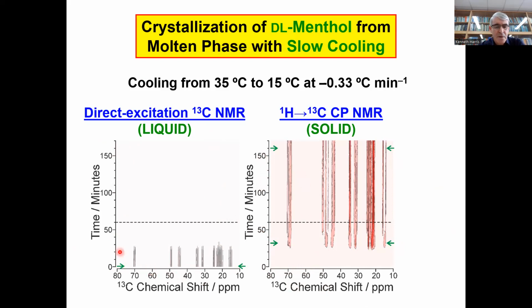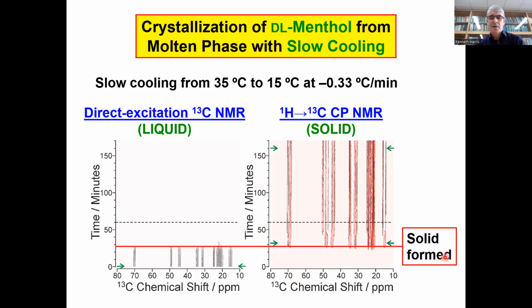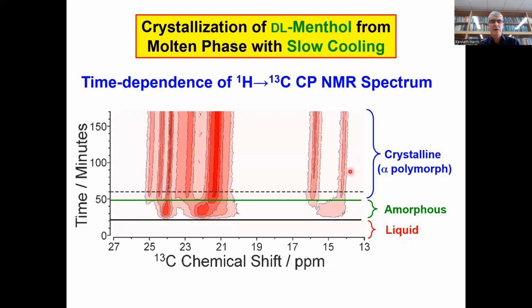What we can see is that for the first 30 minutes or so, we only have a signal in the liquid state NMR, and no signal in the solid state NMR. And then very suddenly, at this point in time, it's as if the whole liquid phase solidifies. So we see a signal in the solid state NMR spectrum, but let's zoom in in more detail. The initially formed solid phase has very broad lines, as we can see here, and that's characteristic of an amorphous phase. So that's the first solid phase produced.